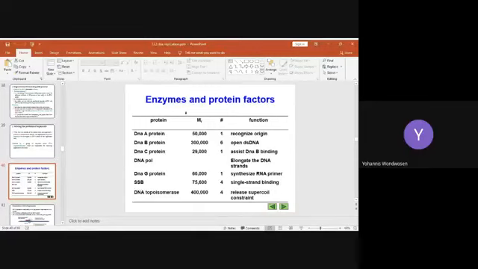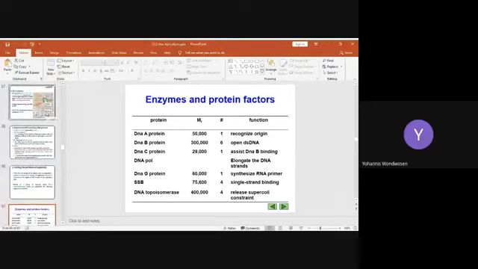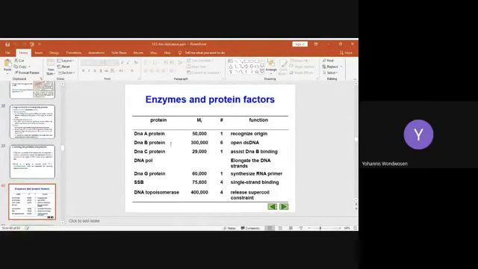Now, when we see the enzymes and protein factors which are participating in the process, first one, DnaA protein. Its function is, as I told you, to recognize the origin of replication. DnaB protein, the E. coli, it has an activity of helicase, which opens double strand DNA. DnaC protein, it assists DnaB binding.